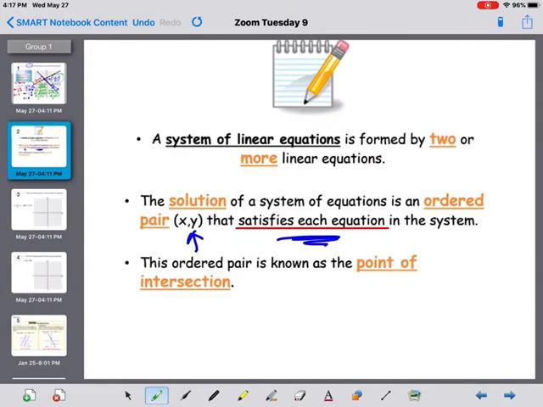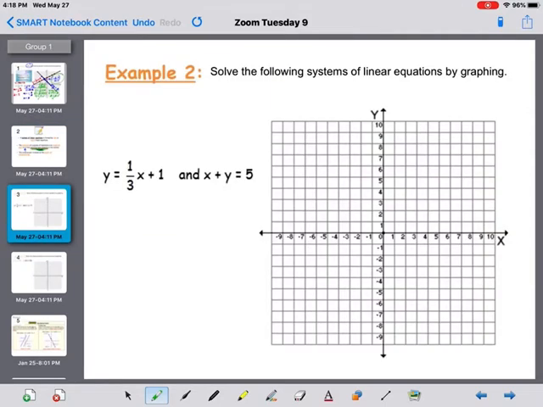So when it says that it satisfies each equation, that's what it means. It's just kind of a fancy way of saying that your check works out for both equations. Okay, let's take a look at another one. Let's say we had y equals 1/3 x plus 1 and x plus y equals 5.